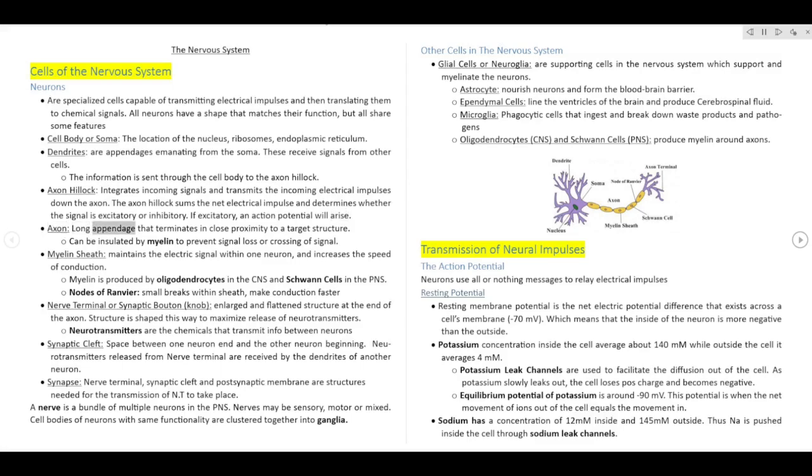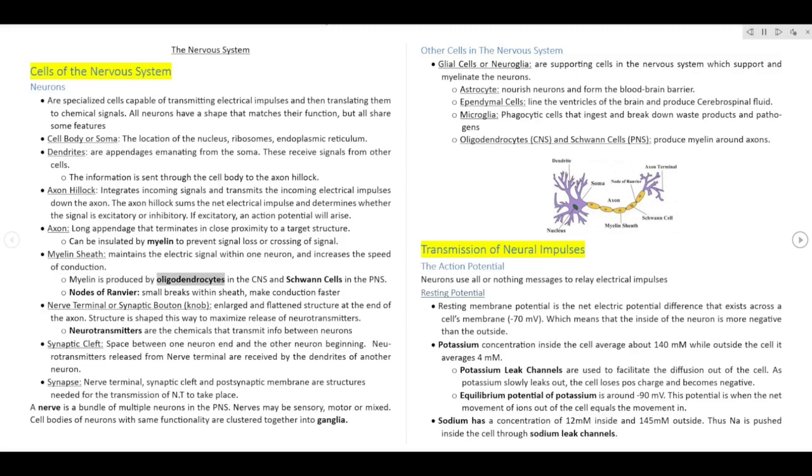Axon, long appendage that terminates in close proximity to a target structure. Can be insulated by myelin to prevent signal loss or crossing of signal. Myelin sheath maintains the electric signal within one neuron and increases the speed of conduction.